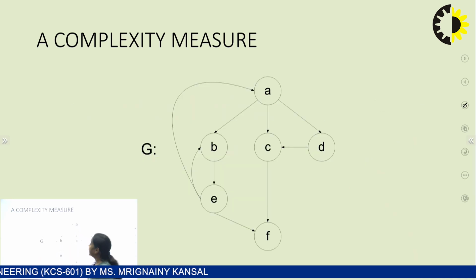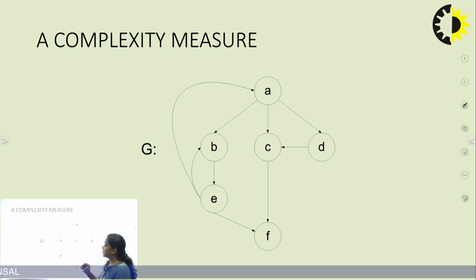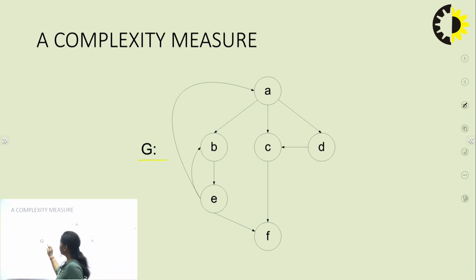Now, the complexity measure. The complexity measure will explain how we convert each and every line of code into a graph. This is the notation of the graph G. Every node will represent a line of code in a program. First of all, we have this node. This node represents what? Each and every line of code in a program.